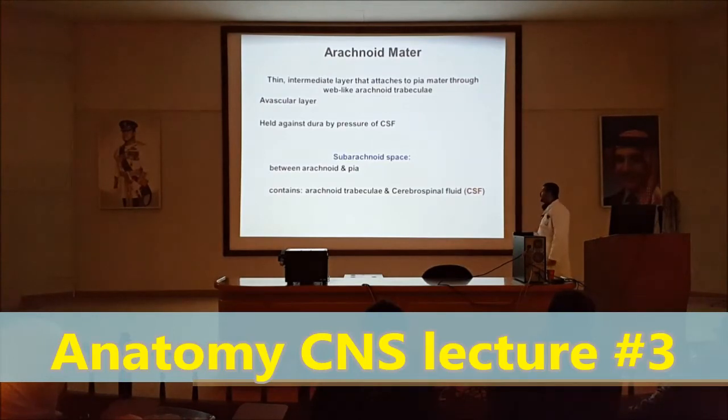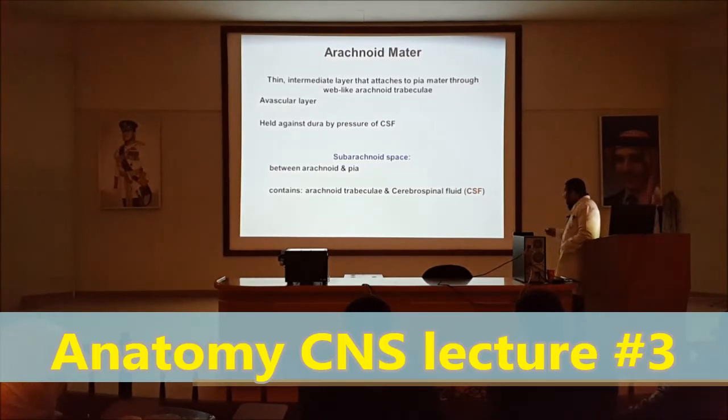Arachnoid mater, حكيت لكم عنها. It's a thin intermediate layer that attaches to the pia mater through web-like trabeculae, branches, okay? That's why we call it the arachnoid. It's an avascular layer. How does it receive its nutrition? Filtration by the CSF, okay? And it holds against the dura by the pressure even of the CSF.